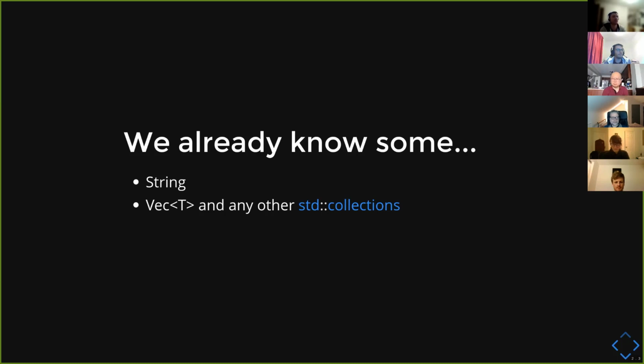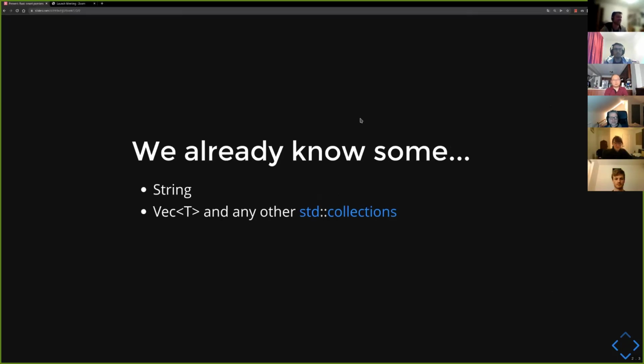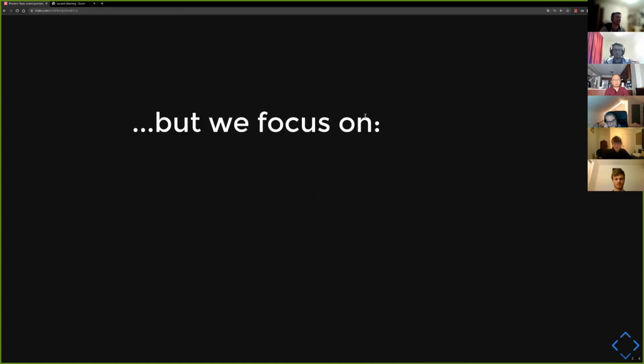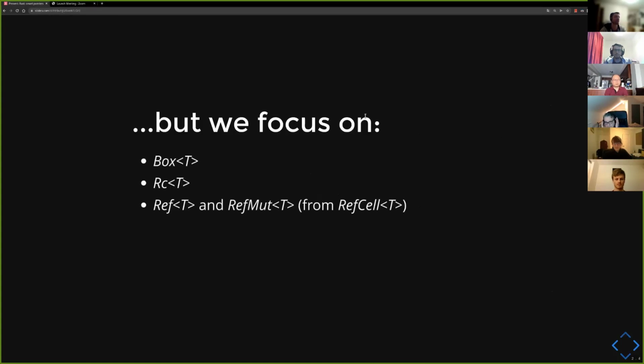So the string is making sure that it holds a valid UTF-8 string, whereas the vector keeps, for instance, contiguous elements in contiguous memory. The string and the vector are considered to be smart pointers, even though they don't pretend to be pointers, right? But half of the definition they do satisfy. And today we want to focus on three different types of smart pointers: Box of a type, Rc, and RefCell.